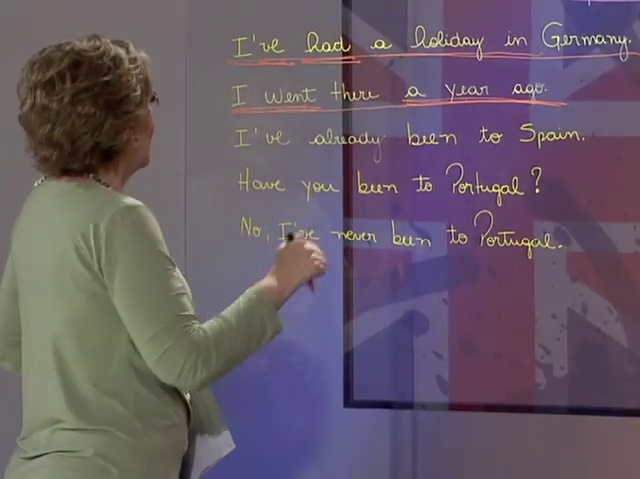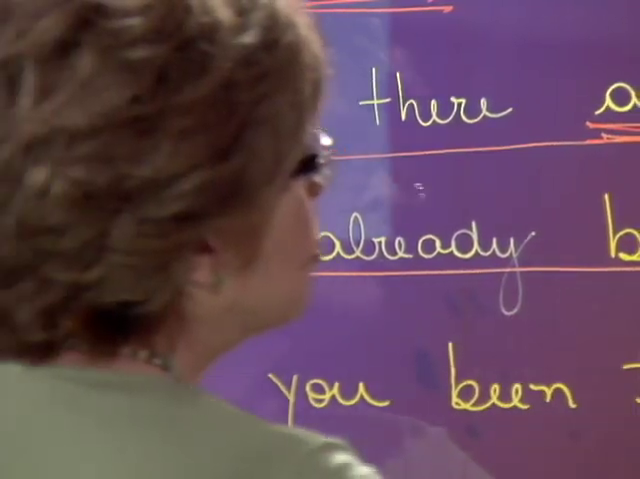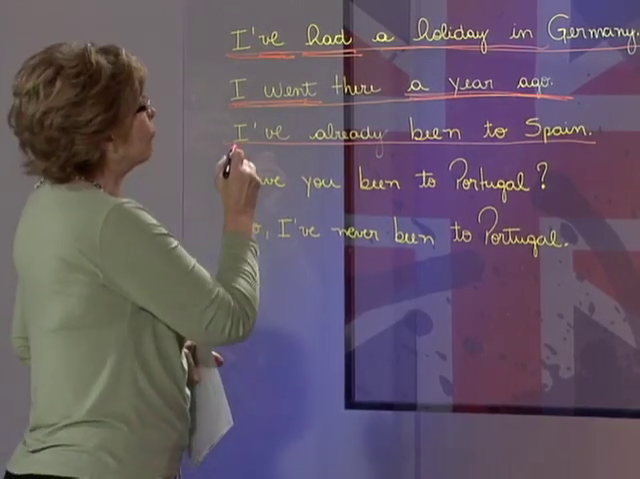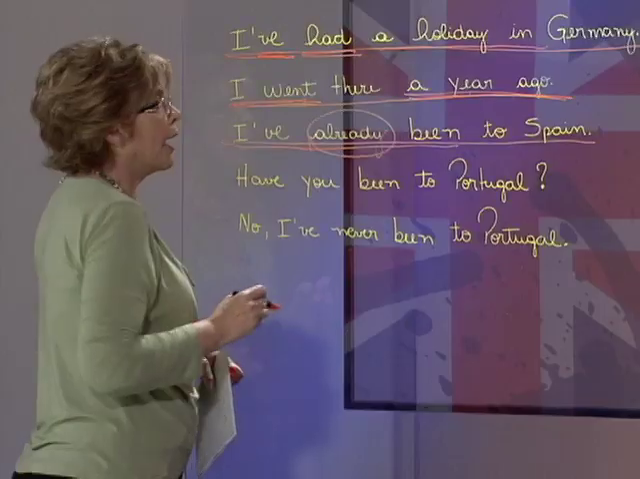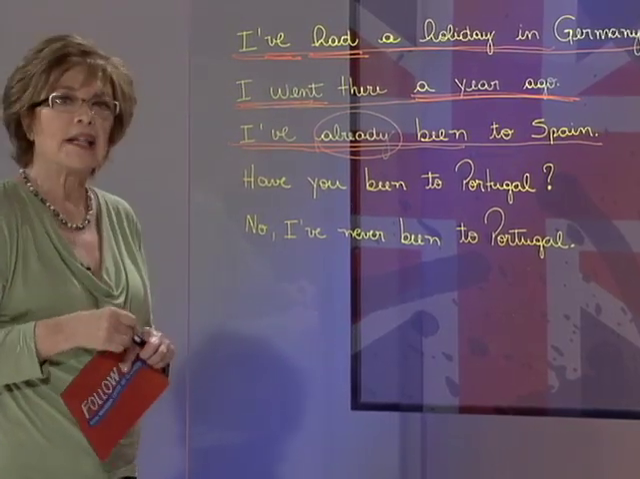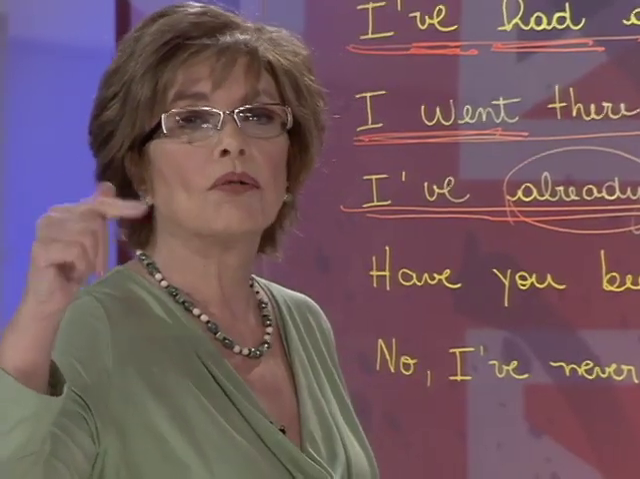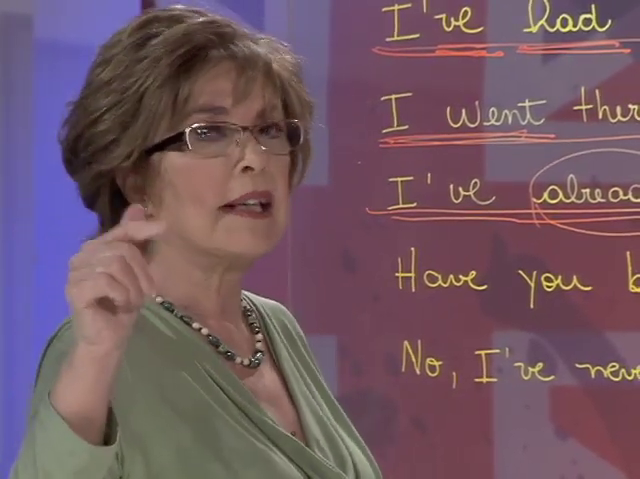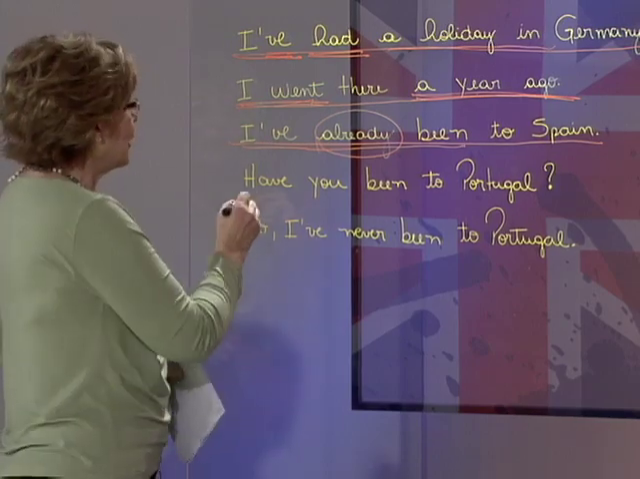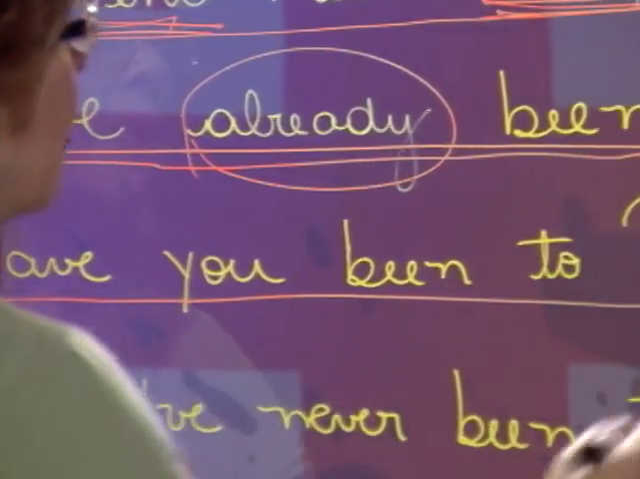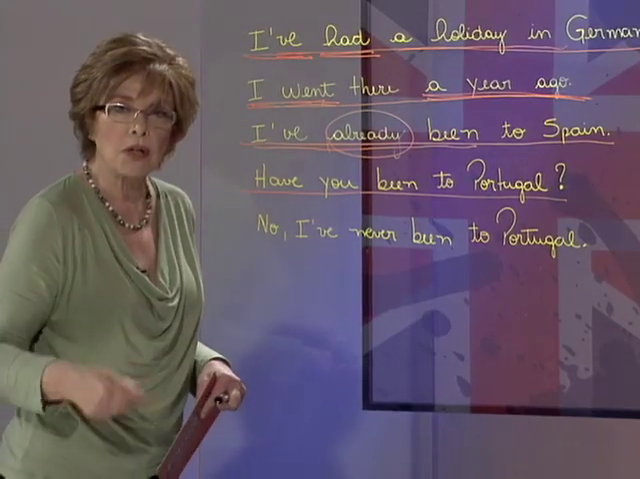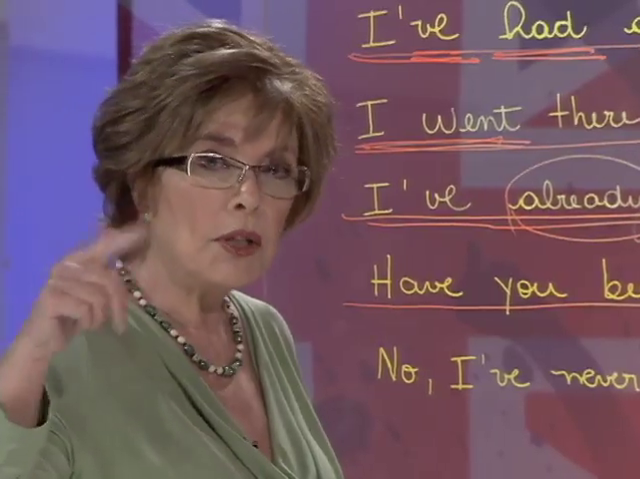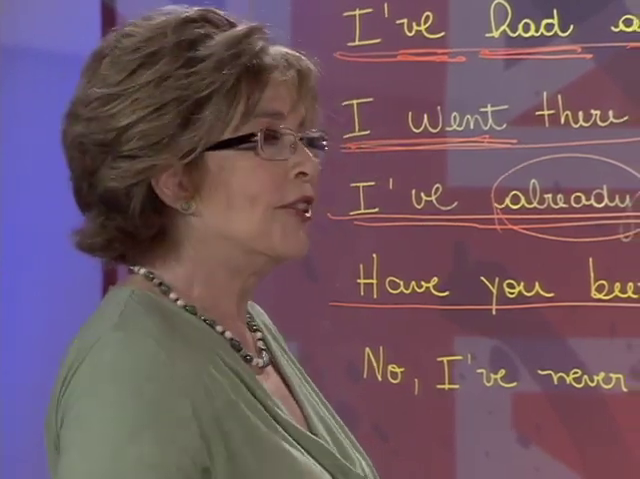Very good. I've already been to Spain. Eu já estive na Espanha. I have been, eu estive. Already, já. I've already been to Spain. Repeat, I've already been to Spain. Esse é present perfect de novo. E aqui, na pergunta, have you been to Portugal? Have you been to Portugal? Come on. Have you been to Portugal? Good.